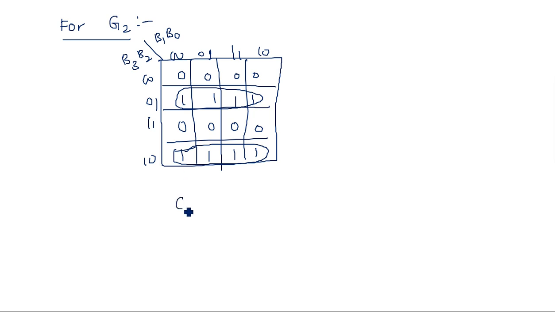So the expression for G2 is equal to, from here it is B3 bar B2, and from the last one B3 B2 bar. So how can you say this? A bar B plus A B bar, which is an XOR operation between these two. So B3 XOR B2, G2 is equal to B3 XOR B2. Okay, and next G1.